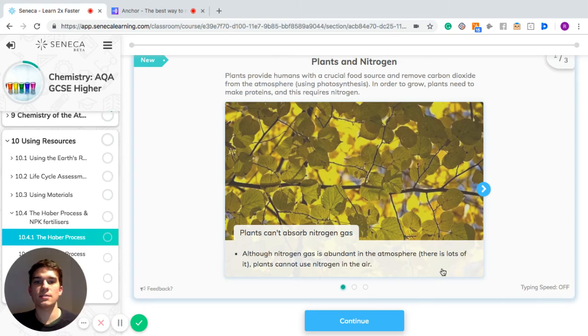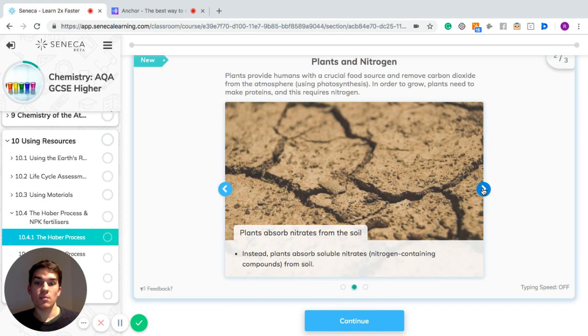The Haber process. So plants provide humans with a crucial source of food and can remove carbon dioxide from the atmosphere using photosynthesis. In order to grow, plants need to make protein, and this requires nitrogen. So plants can't absorb nitrogen gas from the atmosphere. Because there's lots in the atmosphere, it would be great if they could, but they actually can't.